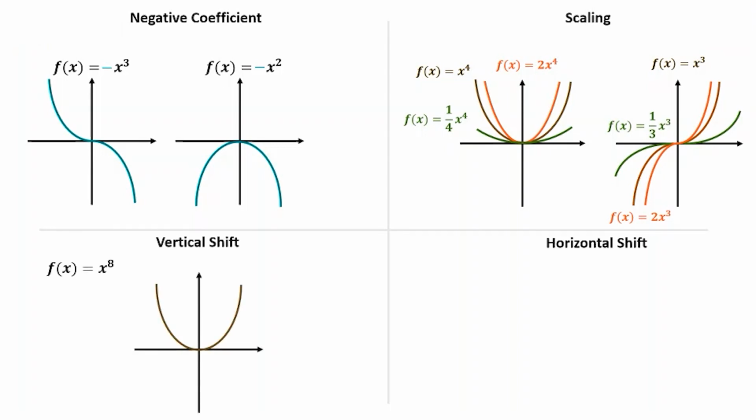Vertical shift. For example, if we have f of x equals x to the power 8, if we add 3, the graph will rise upwards. If we put minus 5, it will go down.